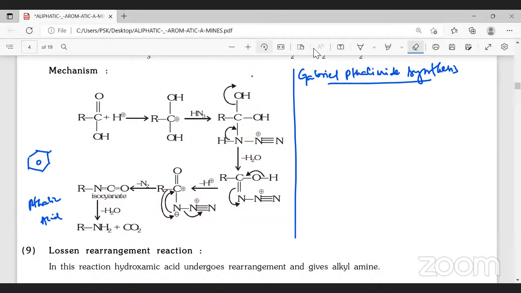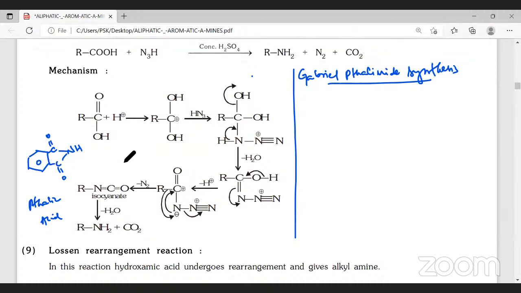So we will write this reaction like this. The C double bond O we can write here, here also C double bond O, and these two are bonded to NH. This is called phthalimide. So the starting reactant for the Gabriel phthalimide synthesis is phthalimide.